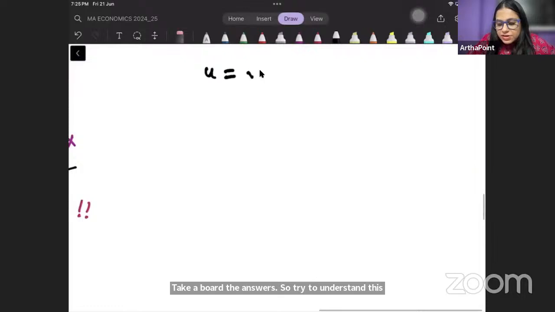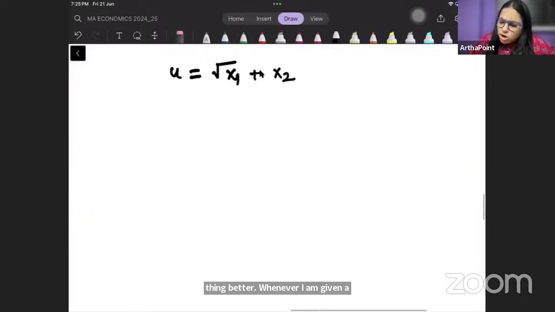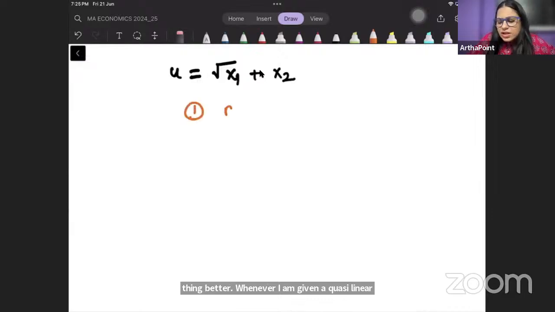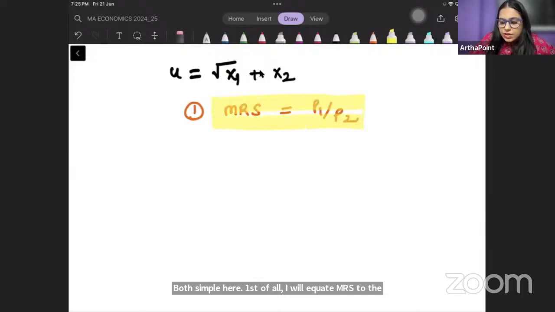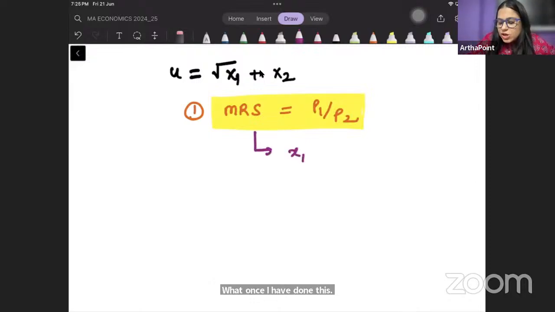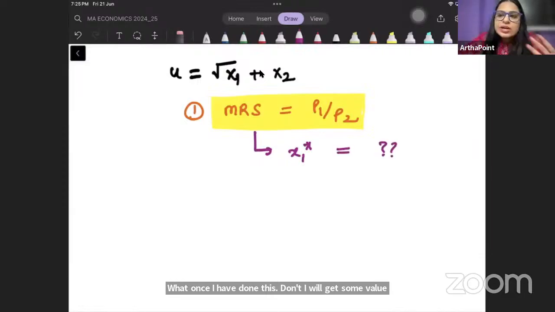Whenever I am given a quasi-linear function, जैसे √x1 plus x2, बहुत simple है. First of all, I will equate MRS to the price ratio. I will just go ahead and do this. ये मैंने किया. But once I have done this, तो उसके बाद I will get some value of x1 immediately. उसके लिए मेरे को इनकम का जरूरत नहीं है. I will immediately get a value of x1.